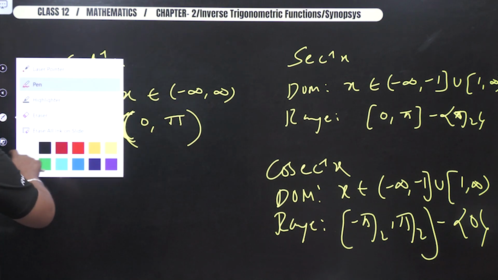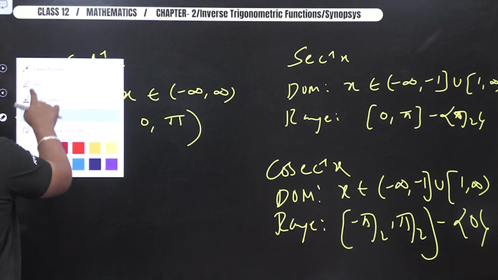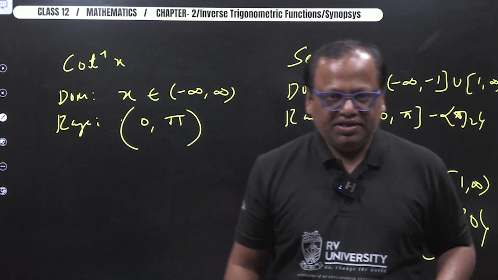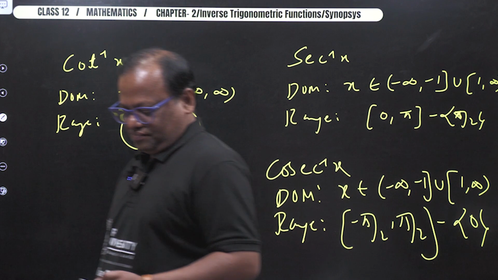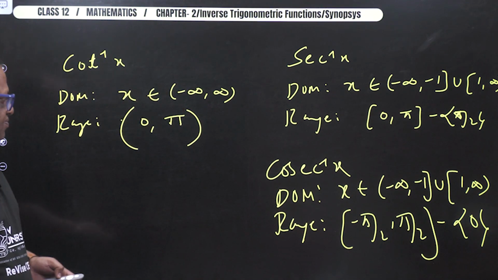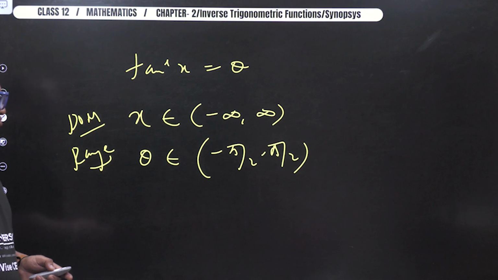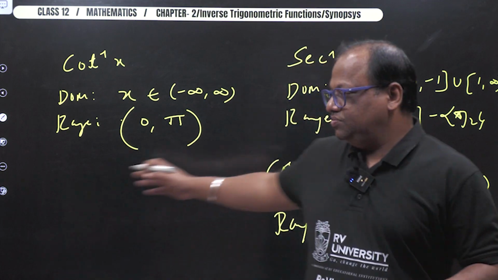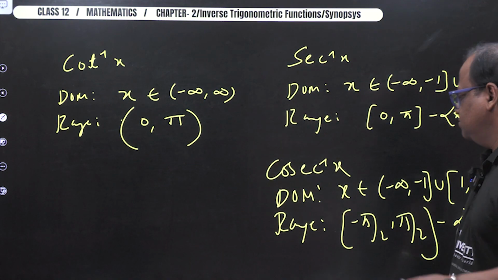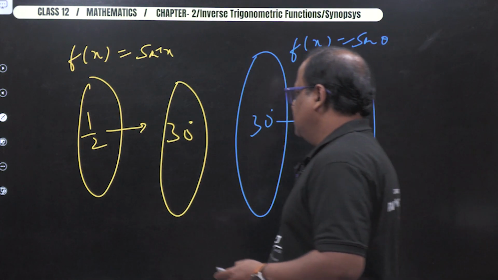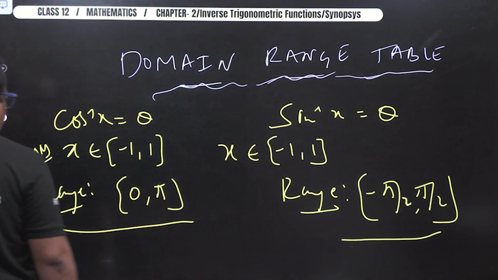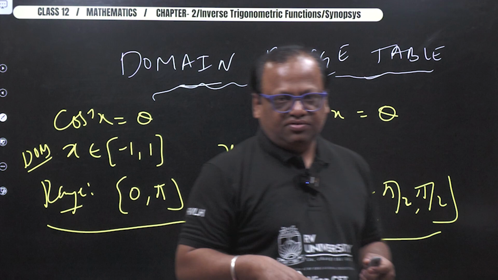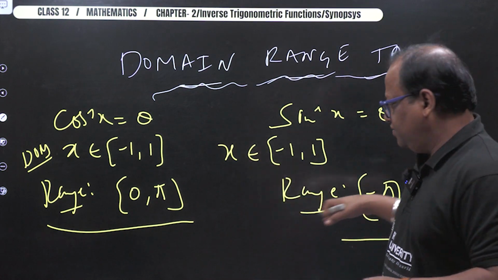Okay, these are the values. Just make a note of these, guys. This is important. I'll show you the table also. If I just show you the table, the understanding will not be there, so I have written them deliberately. Note it down. Tan inverse of x domain and range, and the remaining three: cot inverse, secant inverse, cosecant inverse.